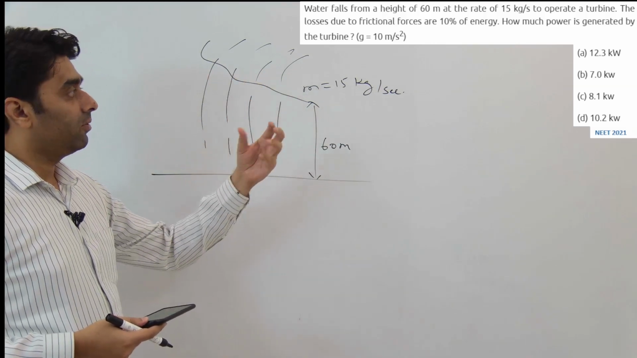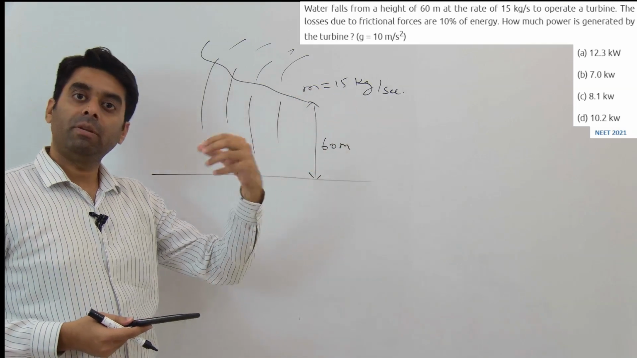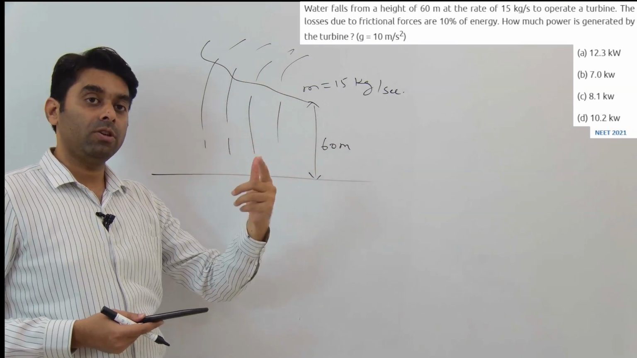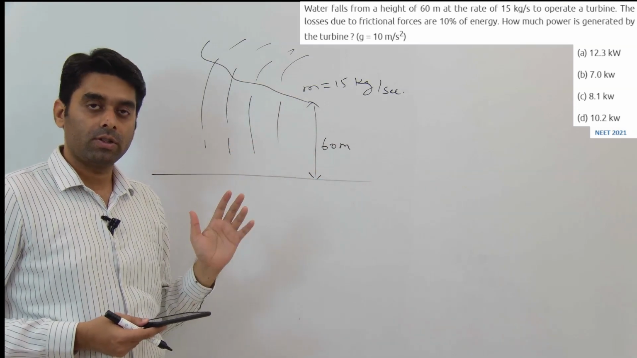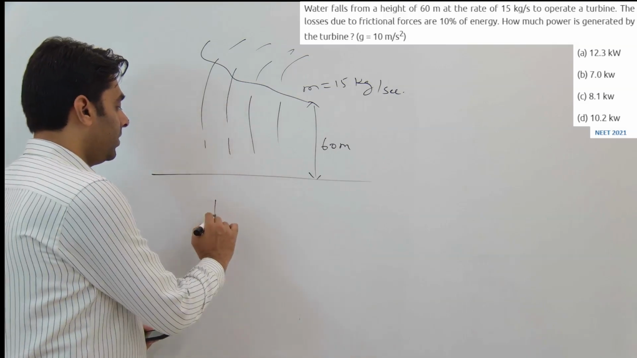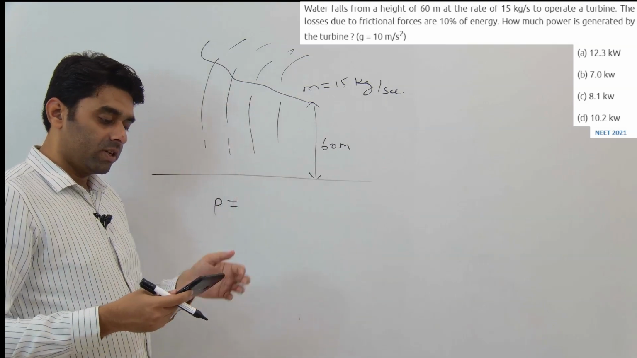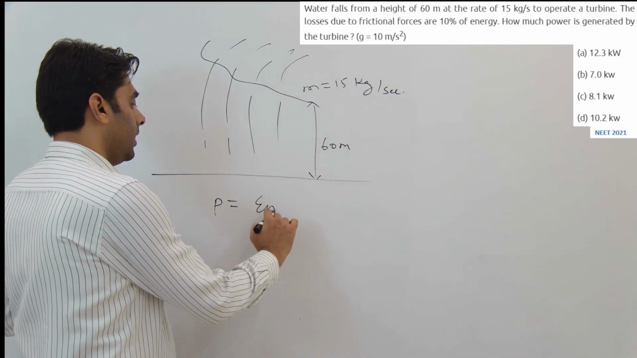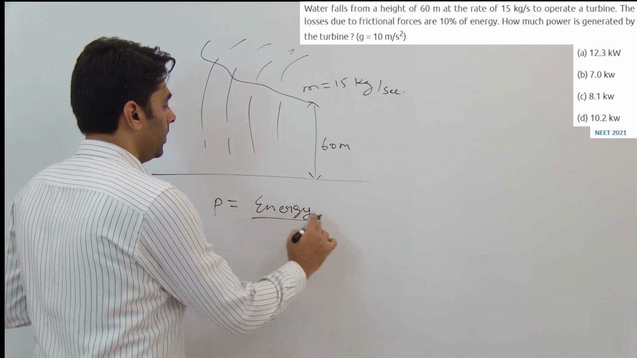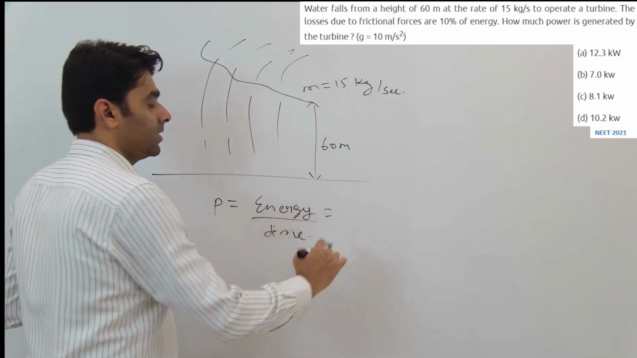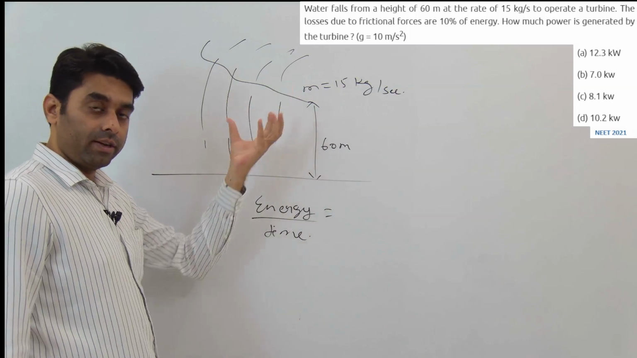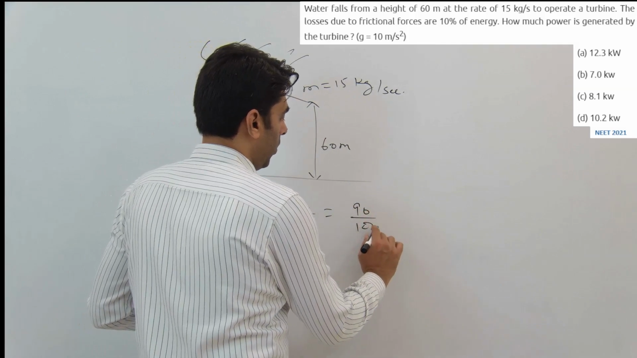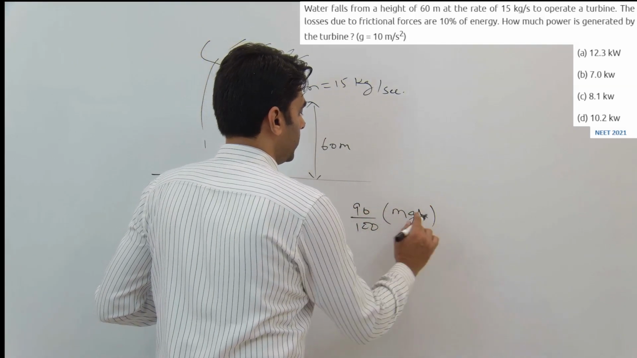The energy possessed by water will be mgh at this height. This energy is being used by the turbines. How much is being used? 90%, because 10% is being lost to friction. So they are asking us how much power is generated by the turbine. Power will be the energy which is available per unit time. How much is the energy available? 90% of the potential energy is available. So 90% of mgh, and this mass is per second.